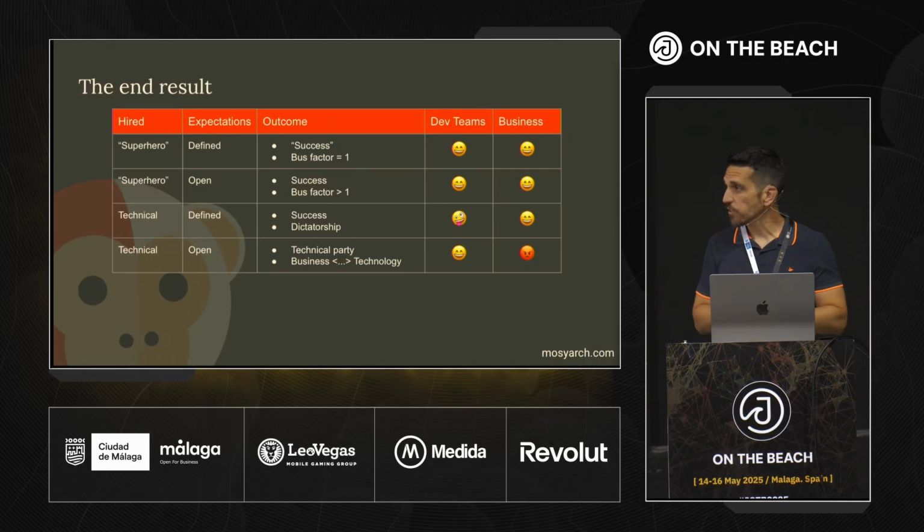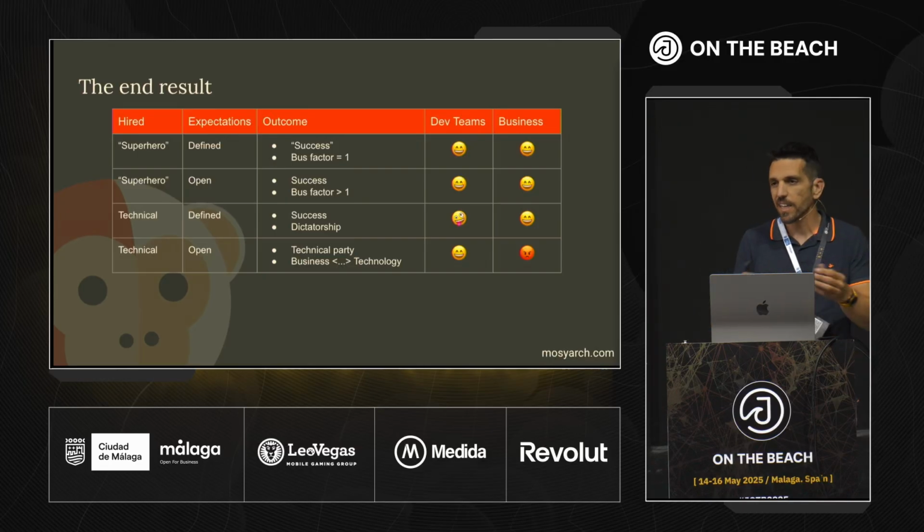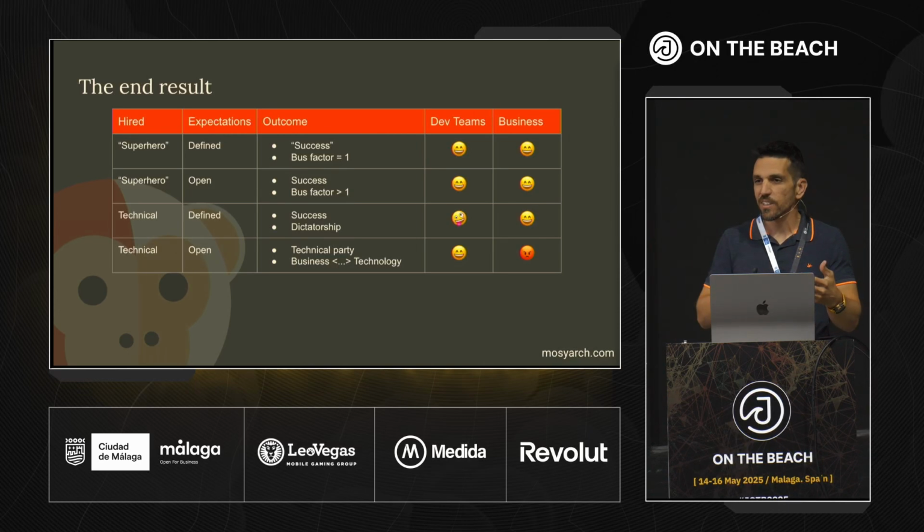The second variant of this is you hire a very technical profile, and you don't actually define very well what they should do. And this is also a stereotype, because this typically ends in a technical party. And that means that on the technical side, developers can be quite happy because they have 5 microservices per developer, polyglot microservices. They introduced blockchain because that was cool, AI agents, you name it, everything. But business people are not going to be happy about it. And this also translates into business and technology being quite distant.